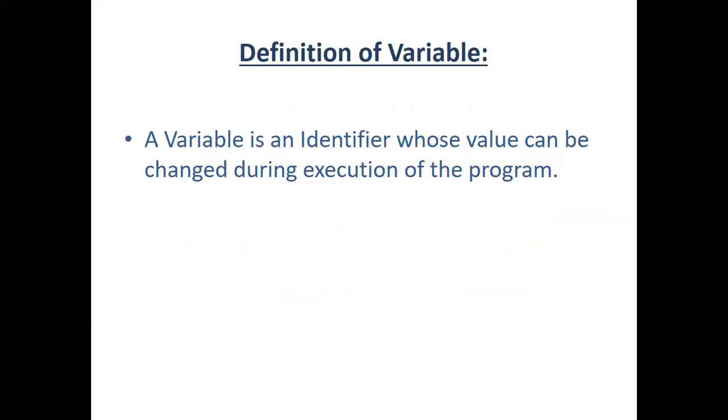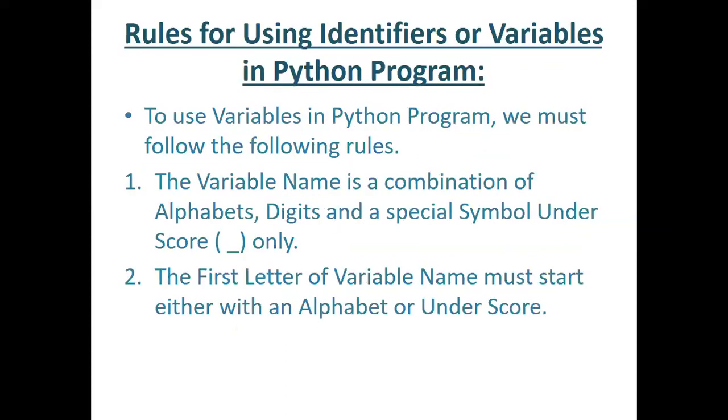What is the definition of variable? A variable is an identifier whose values can be changed during the execution of the program. Now, rules of using identifiers or variables in Python program. If we want to use variable in Python program, we need to follow some rules. Now, what are the rules?